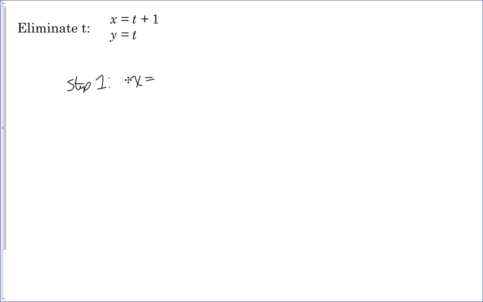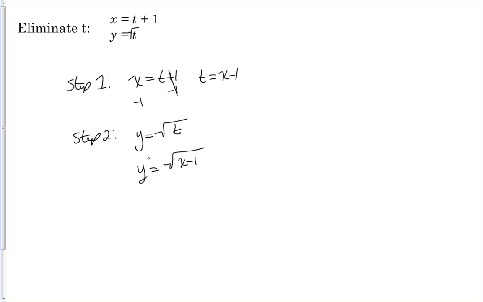Well, x equals t plus 1, and y equals the square root of t. If we just simply subtract 1 from both sides, we get t equals x minus 1. So that's the simplest one right there. Now step two is to plug x minus 1 in for t in the other equation. Since our other equation is y equals the square root of t, we're simply going to substitute in x minus 1. So here's the first half of our answer: y equals the square root of x minus 1.